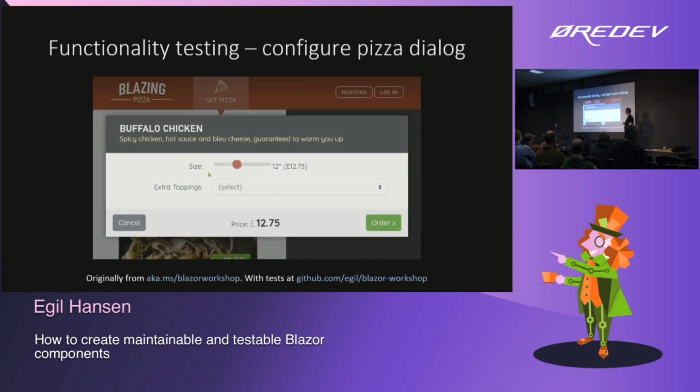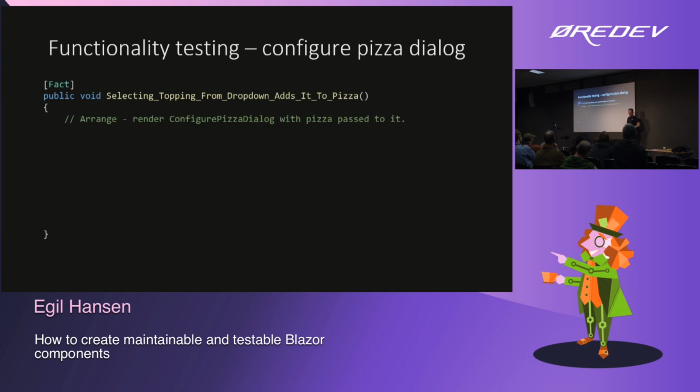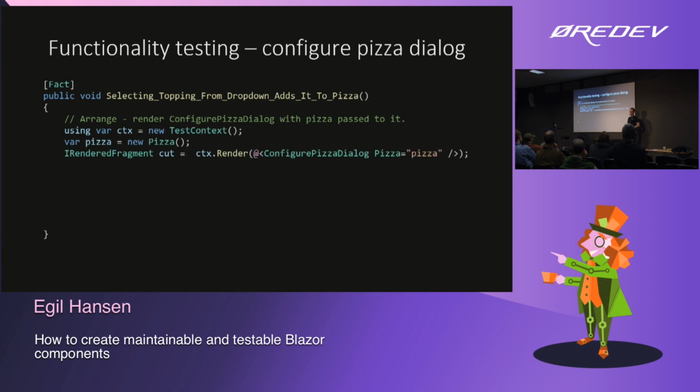Now, if we look at the tests, that would look something like this. The test is selecting a topping from the drop down and adding it to the pizza. So how does that work? Well, first we need a test context, we need a pizza, and then we can render our configure pizza dialog component and pass in the pizza to it.